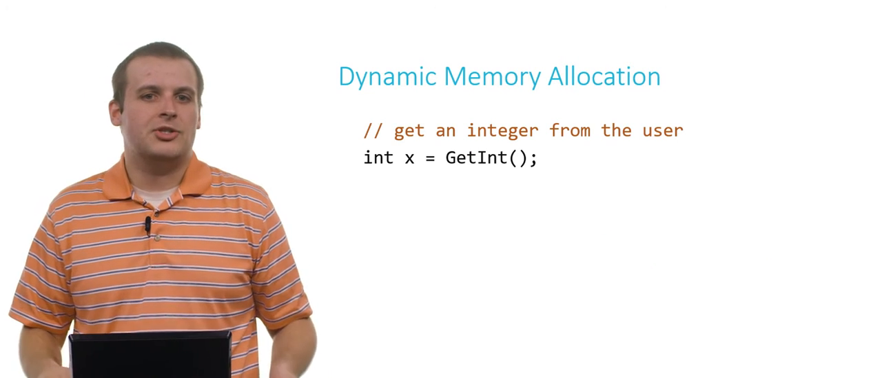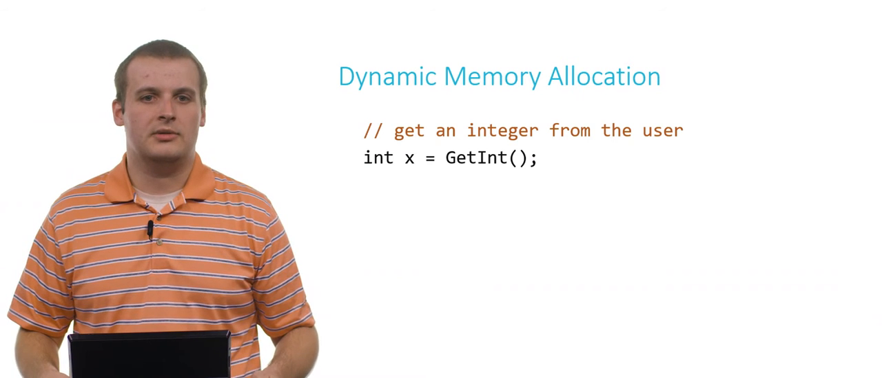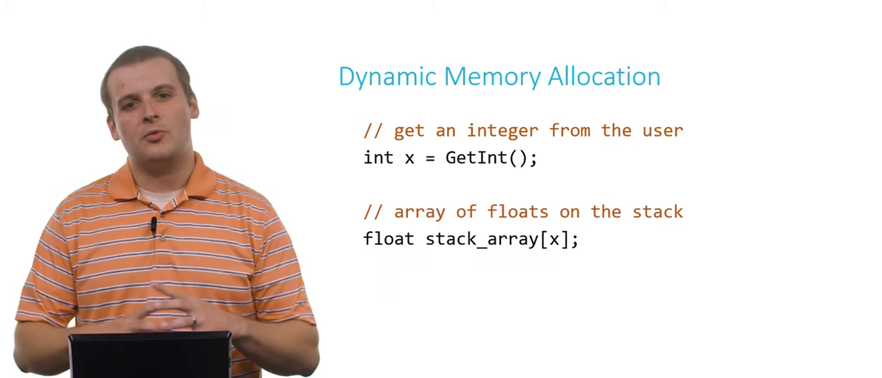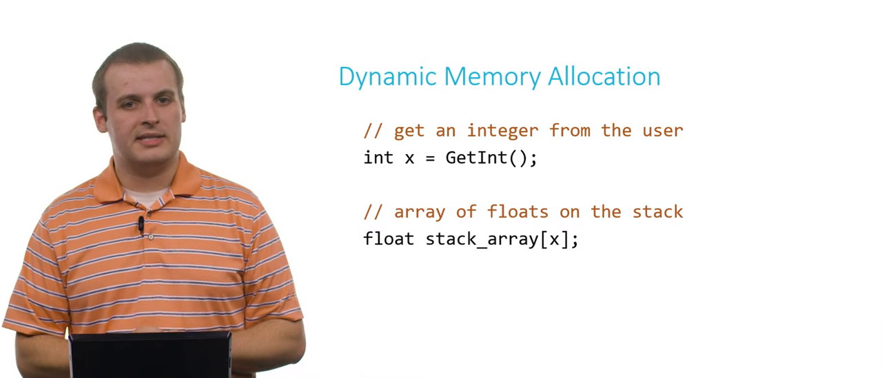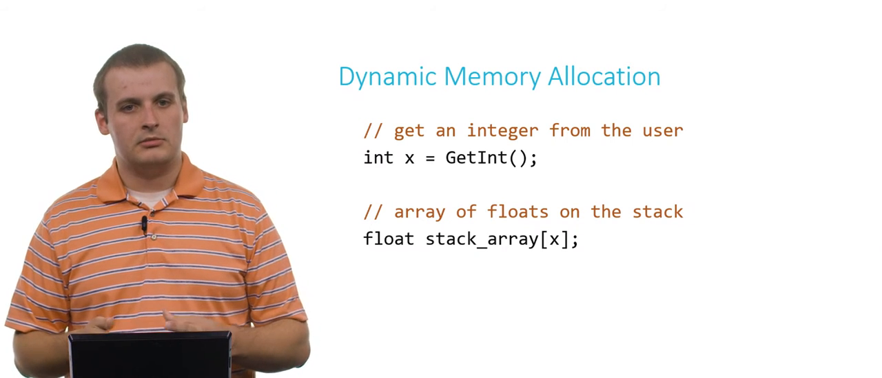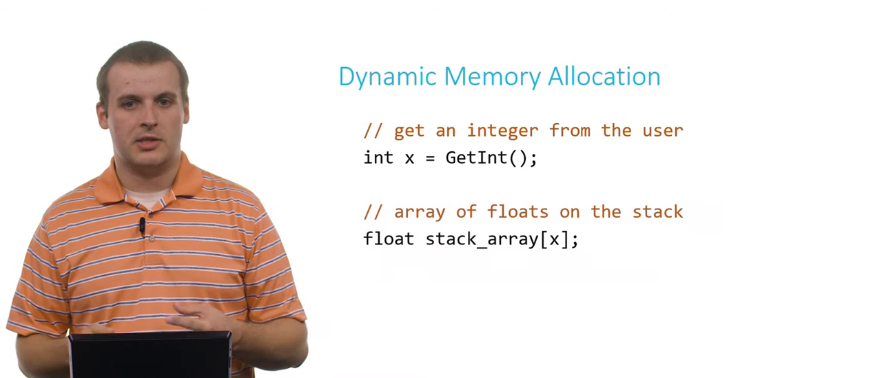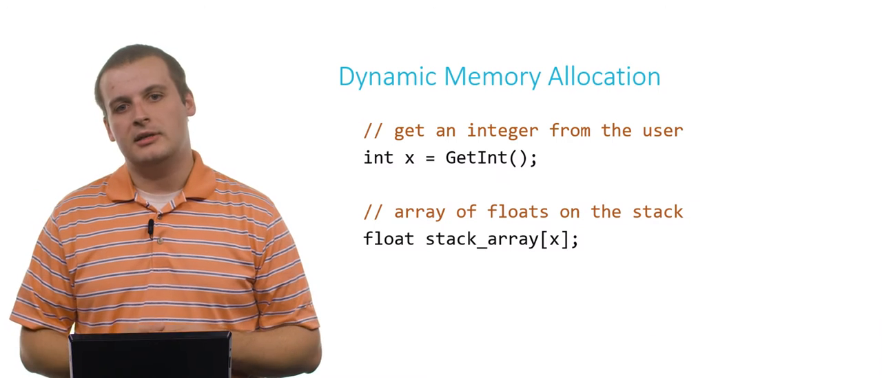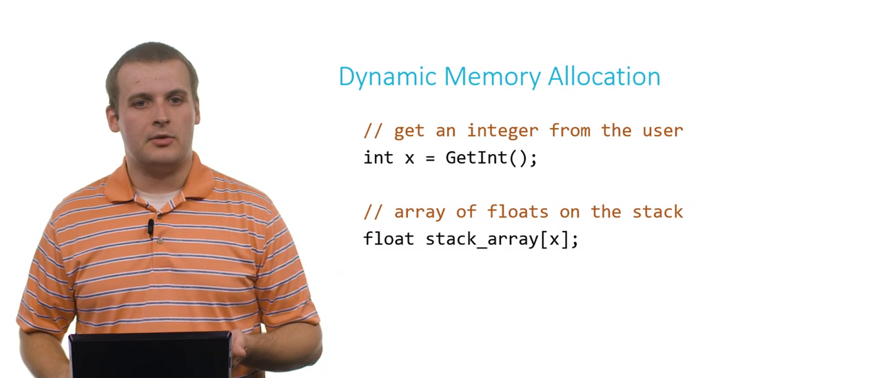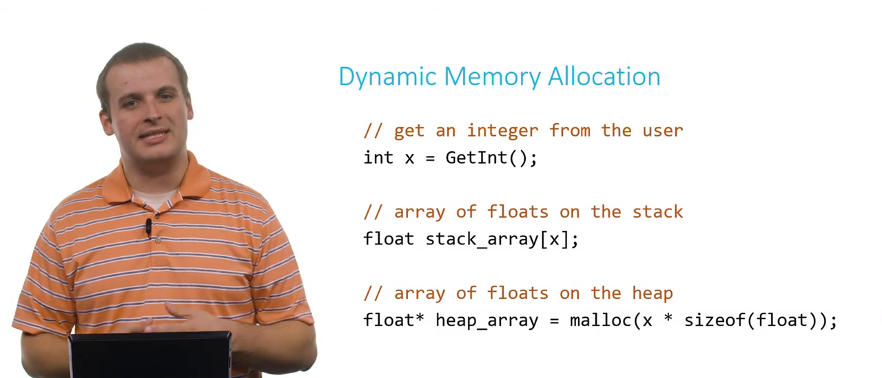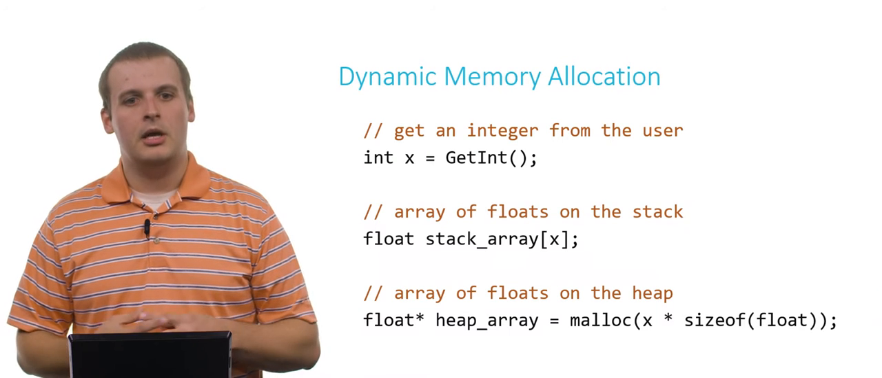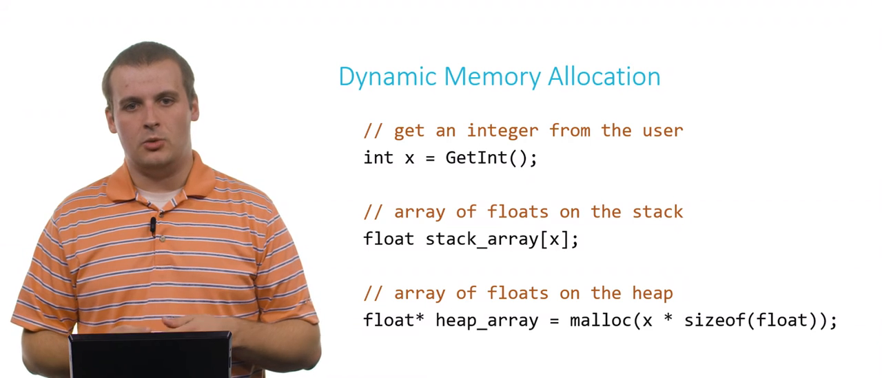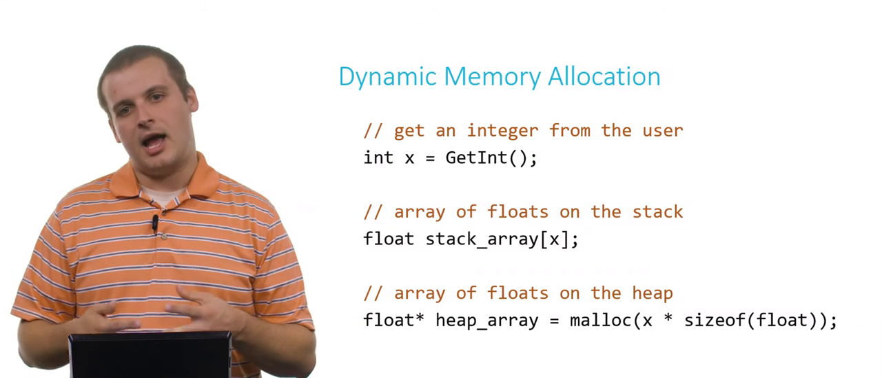How do we get an integer from the user? We can say int x equals getInt. That's pretty straightforward. What if we want to create an array of x floats that live on the stack? Float stack array, that's the name of our array, square brackets, x. That will create for us an array of x floats that live on the stack. Well, we can create an array of floats that lives on the heap, too. The syntax might look a little more cumbersome, but we can say float star heap array equals malloc x times the size of float.